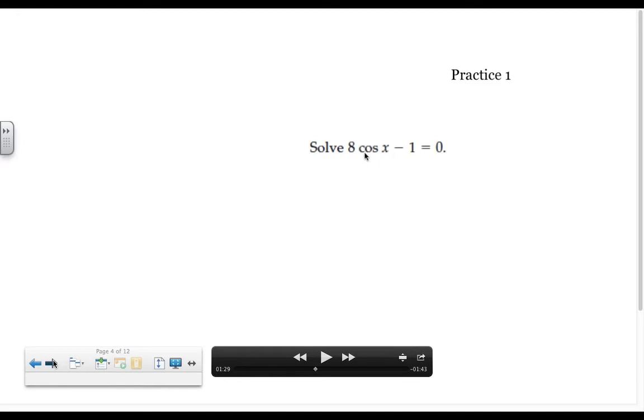You actually have to get it down to cosine of x. You cannot solve this until the only thing you have left is cosine x. So I'm going to have to add 1 and then divide by 8, and then I can do my problem. All right? You add 1, divide by 8, and I have cosine of x equals 1/8, and then I can use my chart to solve it. So go ahead and pause the video, do the problem, and we'll look at the solution.